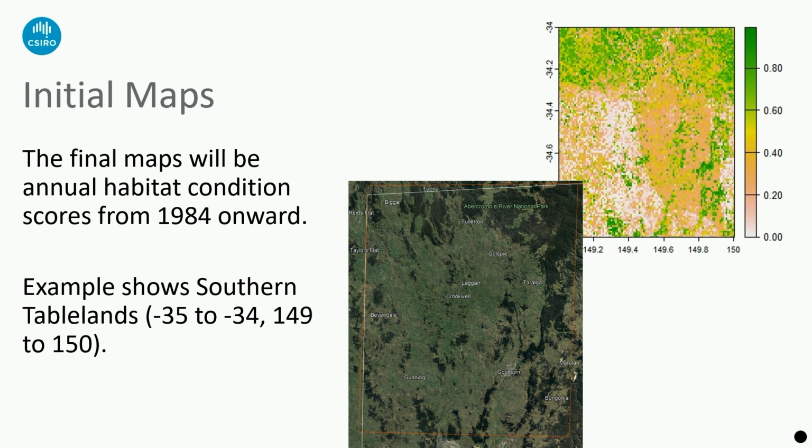So with this approach, I'm already making initial maps. Apparently, there's quite a few things that we are going to change. So these are not final maps, but the plan is to make annual habitat condition maps from 1984 and onwards. The example shown is the southern tableland, kind of north to where I work. So that's the Google Earth map compared to the predicted score, but it's at a 1 kilometer resolution just for demonstration purposes.